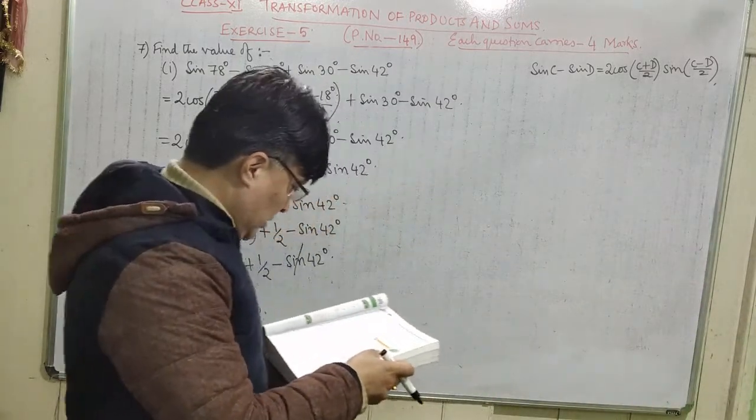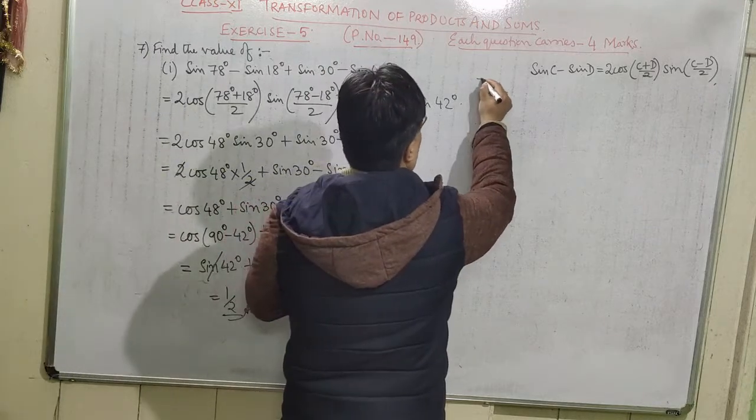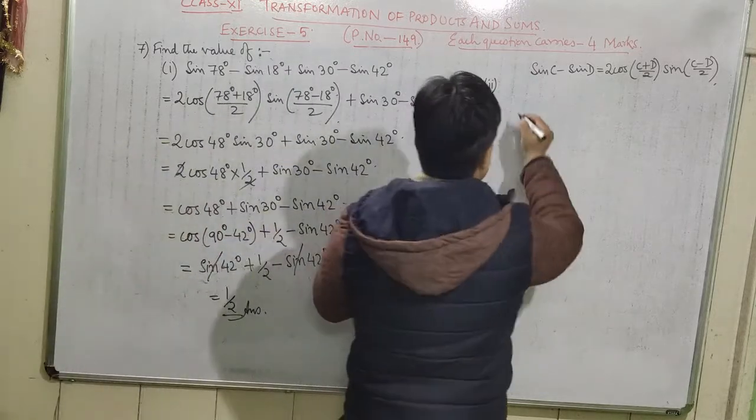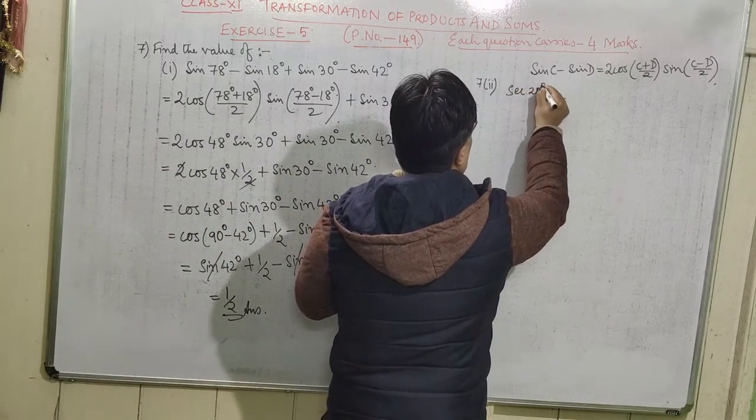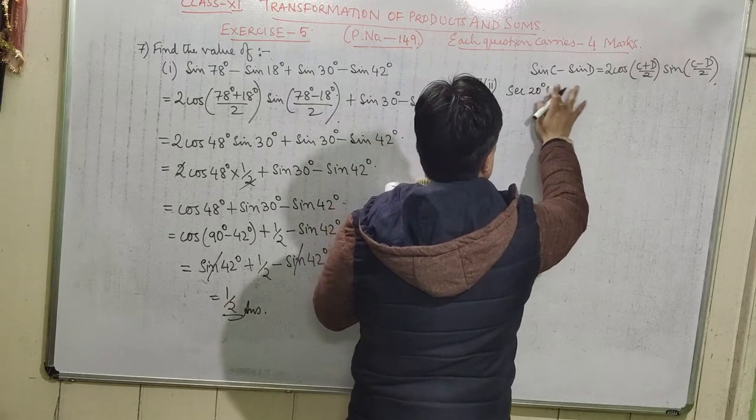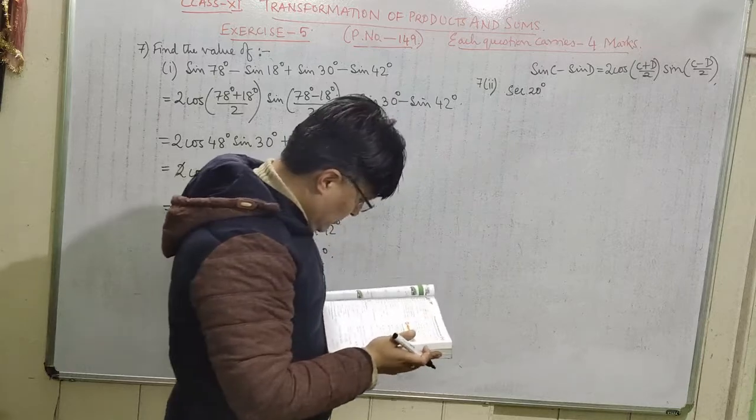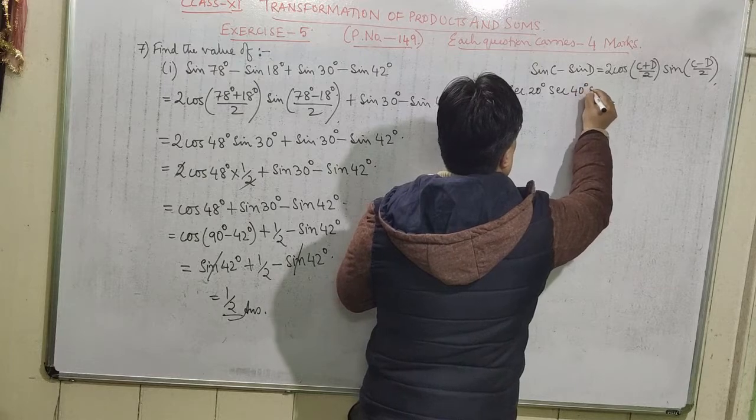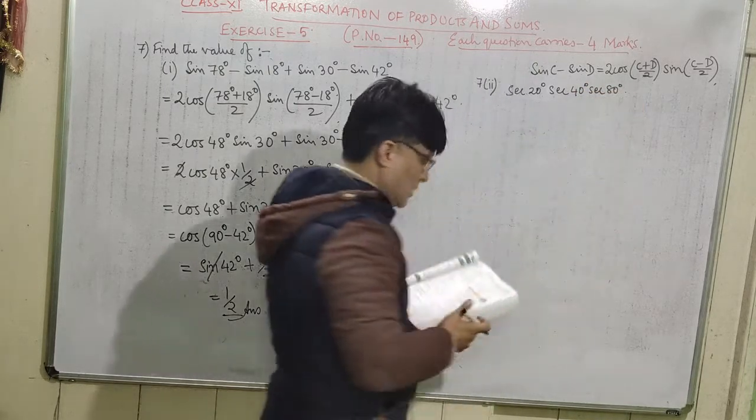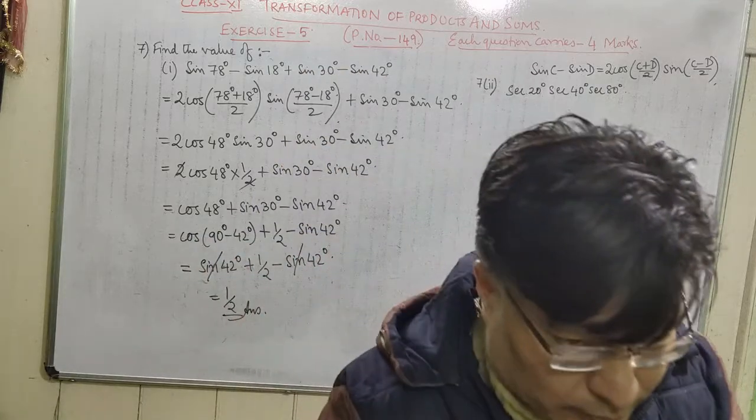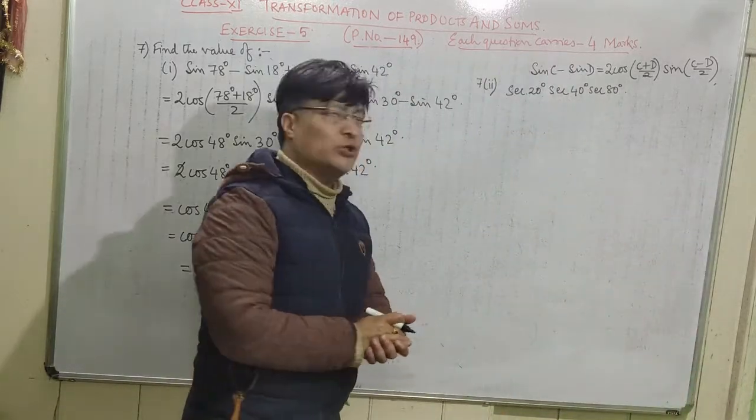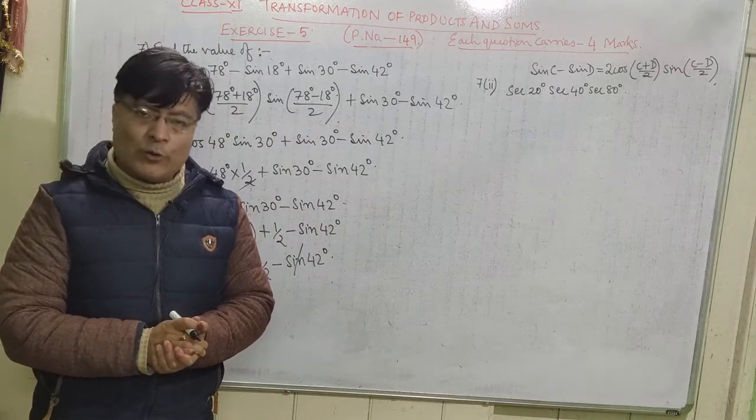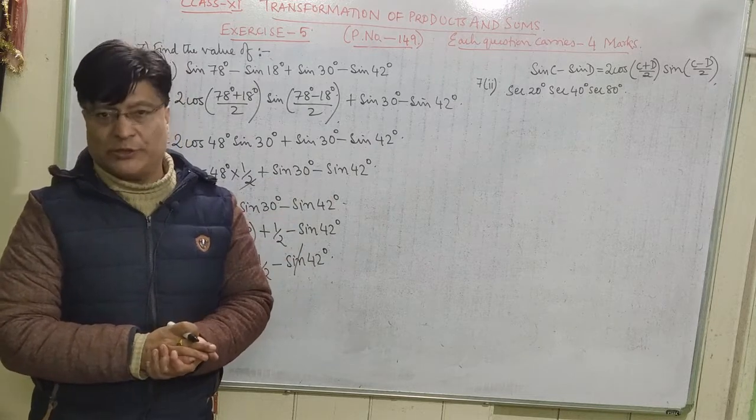So now let's do this question number 2, 7 number 2. Here 7 number 2 is sec 20 degree, sec 40 degree, sec 80 degree, right? You have to find out the value of this expression. That is your question number 2: sec 20 degree, sec 40 degree, sec 80 degree. So how can you evaluate the value of this given expression?